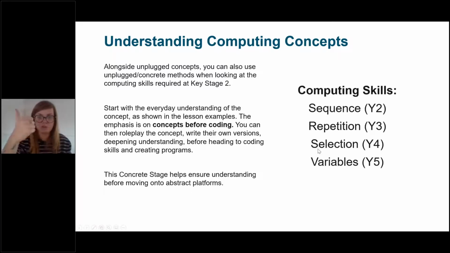So it has sequence. Sequence does come in at year 2. So by all means, you can pull this year 2 activity into year 2. It has repetition, selection, and variables. Now, in my opinion, that is the order that I would teach them in. Okay, I haven't got a computer science degree. I've merely taught in schools for years, and this is the way that I best see it progressing. You need to learn the one prior to be able to teach it.